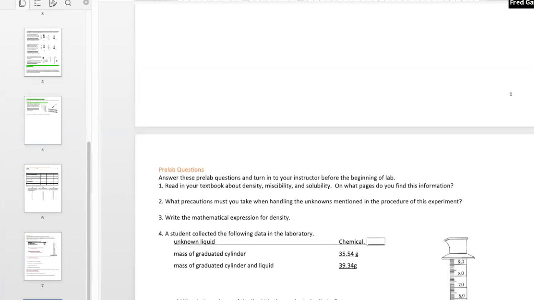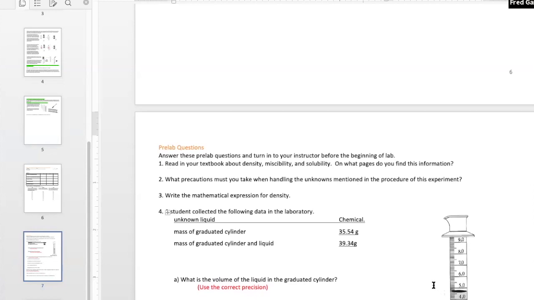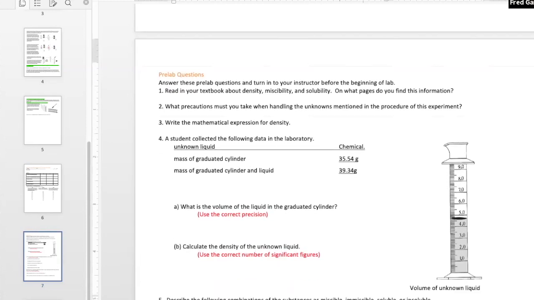This is your pre-lab question. It gives you the mass of the graduated cylinder, and the graduated cylinder with the liquid, so you can by difference calculate the mass of the liquid. And then this is the volume right here of your liquid. You should be able to read that based on the precision that's shown, and then calculate the density. So this is just your pre-lab, similar to the calculation you would do for the lab.